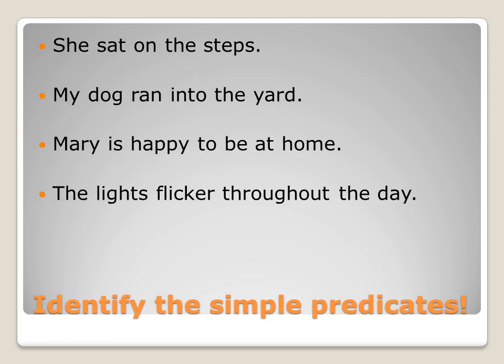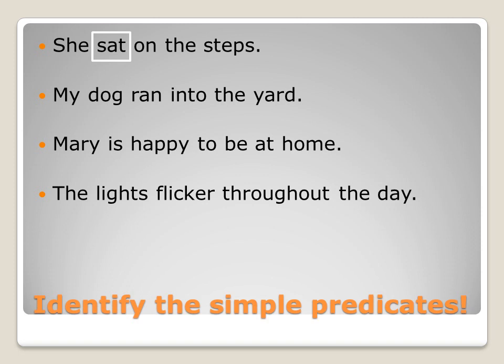Let's practice identifying simple predicates. Here are 4 examples. She sat on the steps. My dog ran into the yard. Mary is happy to be home. The lights flicker throughout the day. Remember, a simple predicate is just the verb. Let's start with the first one. She sat on the steps. What do you think the simple predicate is? If you answered sat, you are correct.